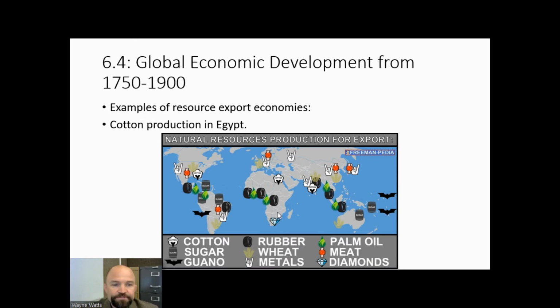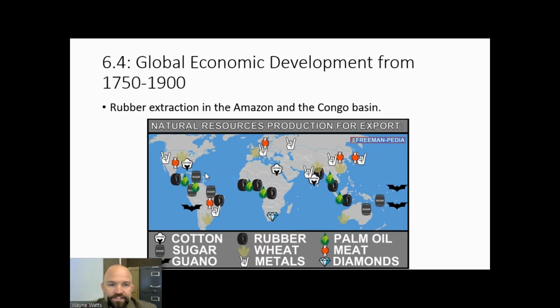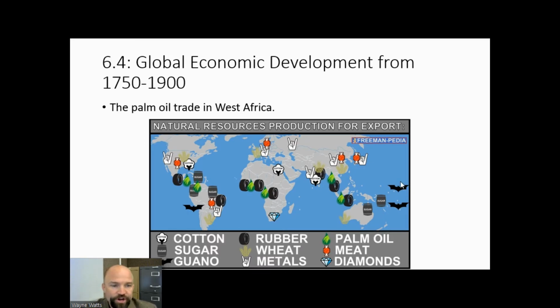Examples of resource export economies become cotton. Now, Dixie is going to be a good example of cotton export economy until the disruption that comes from the US Civil War from 1861 to 1865. Egypt and India will become important as producers of cotton raw material. Rubber is important in the Amazon, in the Congo Basin, in Central America, in South Asia, and Southeast Asia. The palm oil trade will become important in West Africa, Central and South America, and Southeast Asia.